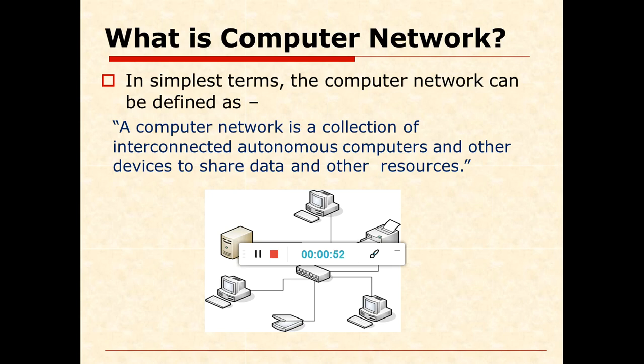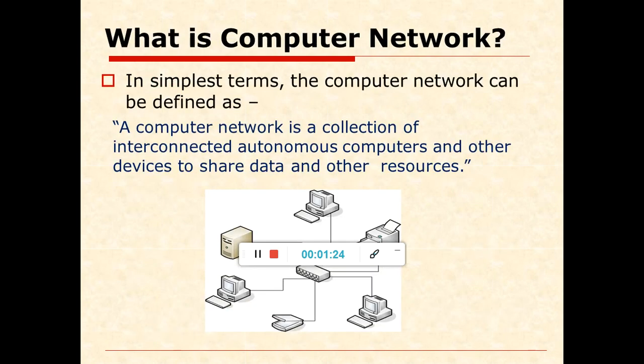So, it's a collection of interconnected autonomous computers. That means a group of different types of individual systems used for sharing data from one system to another system and other resources. Other resources are printers, programs. Okay, so these resources can be shared from one computer to another computer. This is the definition of computer network.